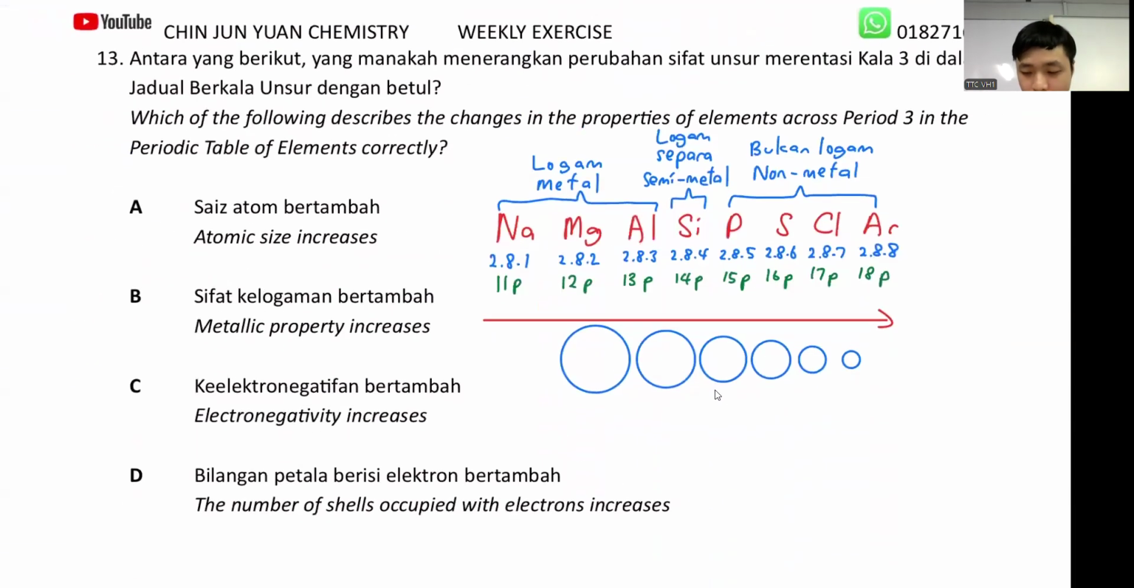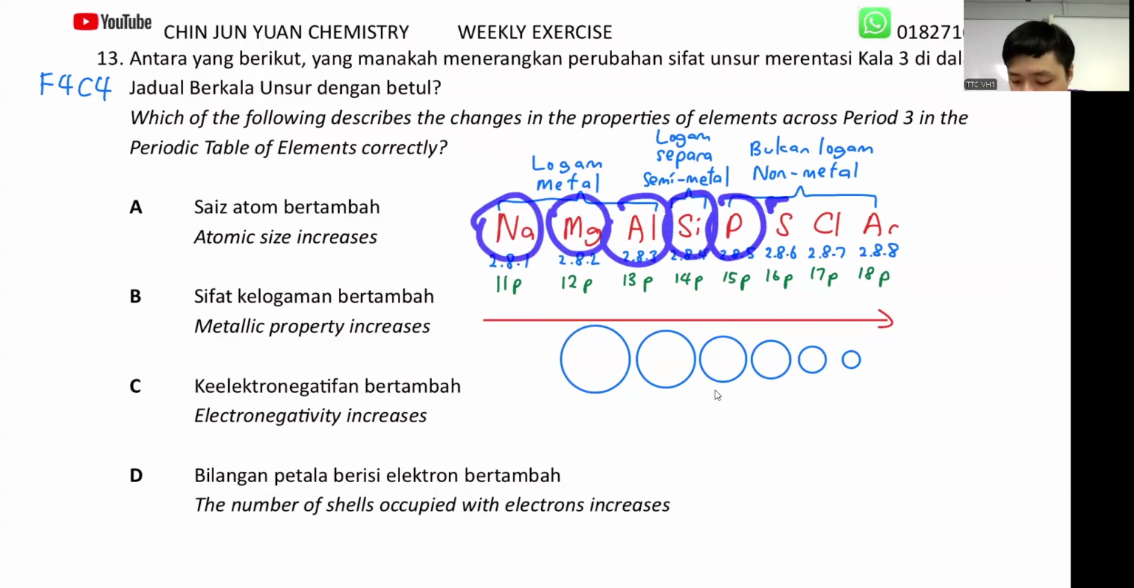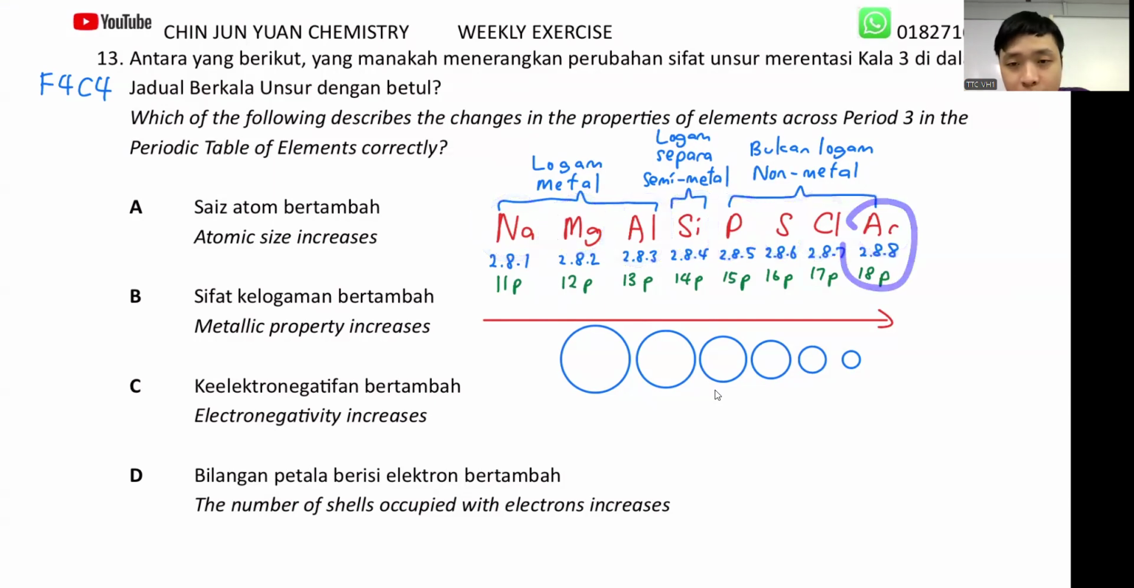Okay. Question 13. Which of the following describes the changes in the properties of elements across period 3 in the periodic table of elements correctly? Period 3 is also Form 4 Chapter 4. Remember you have these 8 elements: sodium, magnesium, aluminum, silicon, phosphorus, sulfur, chlorine, argon. You know argon is not reactive, right?